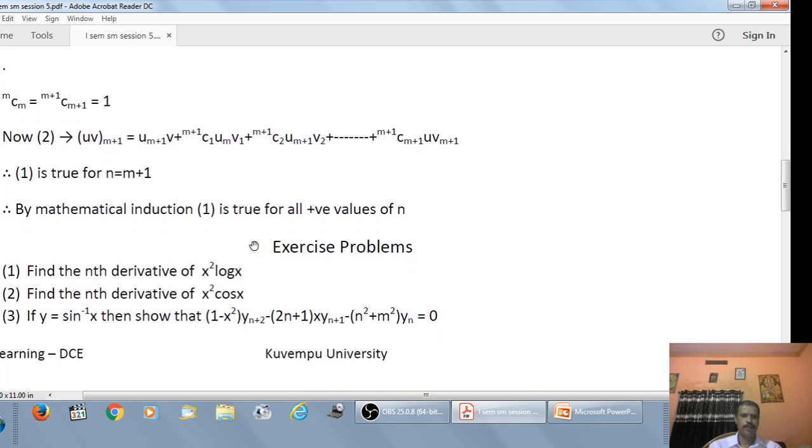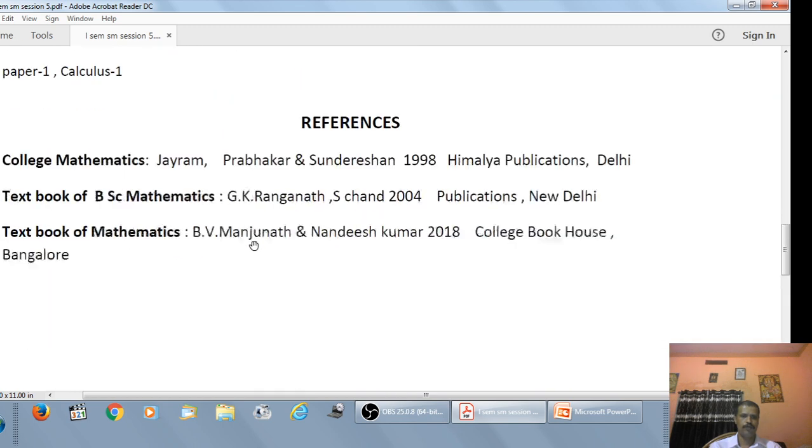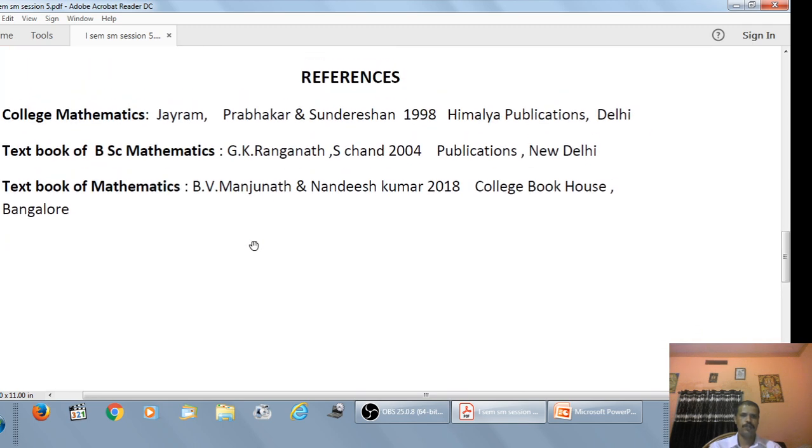Here are some exercise problems based on the Leibniz theorem. Please go through this and follow these references.